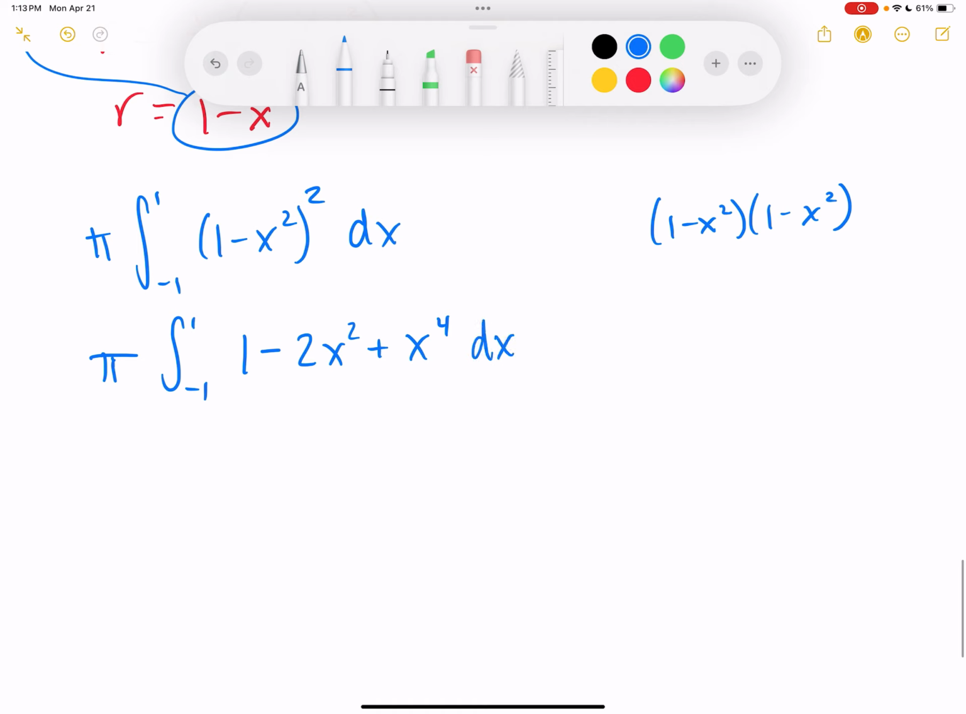It's been so long since I've done this. Now we need to actually integrate. So it's pi times, what's the antiderivative of this?